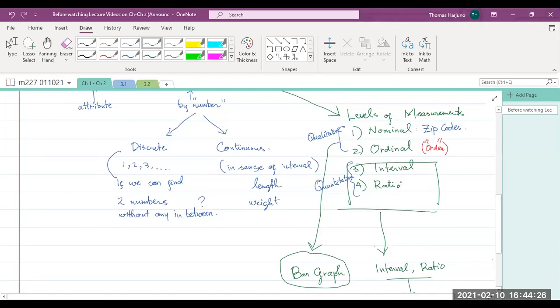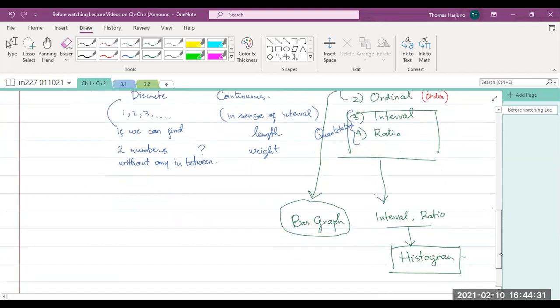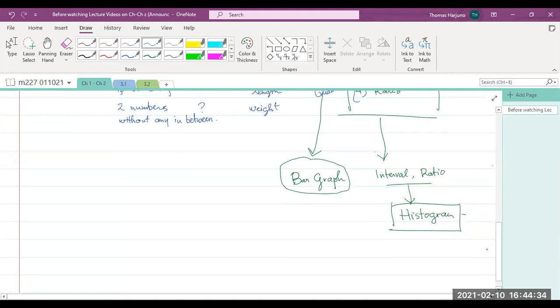Okay. By the way, this is only for 1.1 though, but that's actually the most important part of chapter 1. Now, when you go to 1.2, you will see the difference between observational study versus design experiment. And what's the difference between these two?